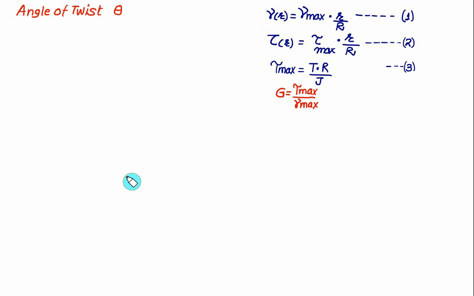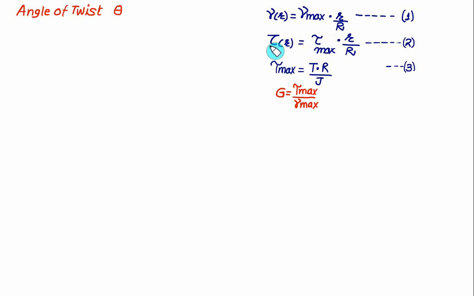In the last part of the discussion, we'll develop the equation for the angle of twist, equal to theta. Already we have developed the equation for the shear strain and the shear stress, which are functions of radius r. So shear strain is given as the maximum value of the shear strain multiplied by r divided by the total radius, capital R.